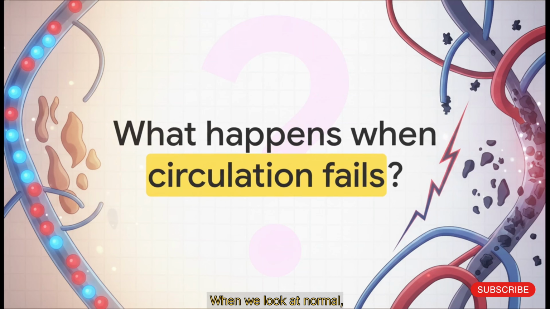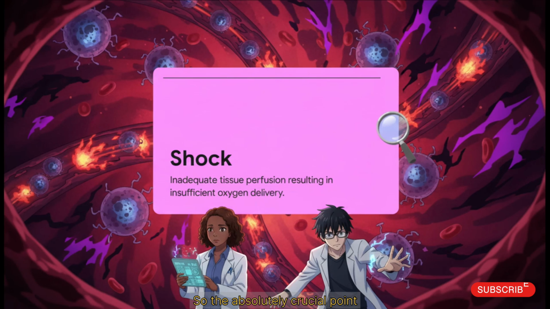When we look at normal, healthy blood flow, we see this beautifully balanced system delivering oxygen to the tissues and clearing out waste. But when a systemic crisis hits, that circulation suddenly fails. It's a catastrophic shift from physiological balance into a state of absolute total emergency. So the absolutely crucial point here is that shock is not just low blood pressure. Seriously, that is such a dangerous misconception.